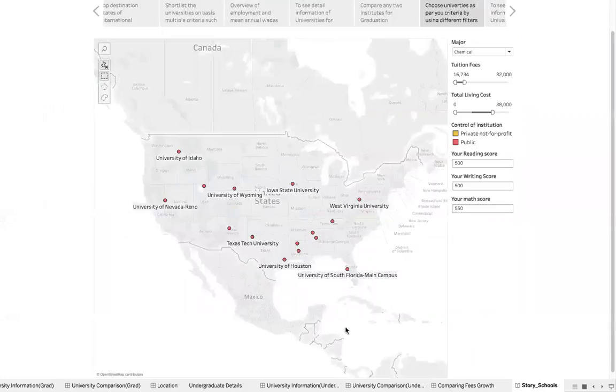So this is the dashboard. Here I have already filtered it out. Since he is looking for chemical engineering, the tuition fees should not exceed 32,000, and the living cost should not exceed maybe 40,000 for him. And he can filter it based on public or private.